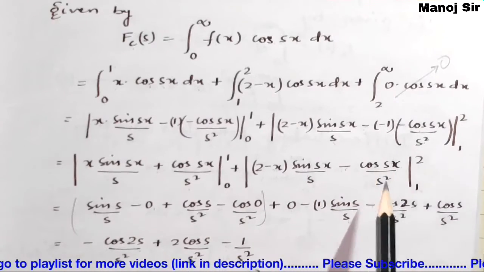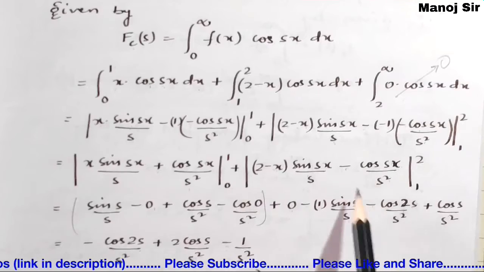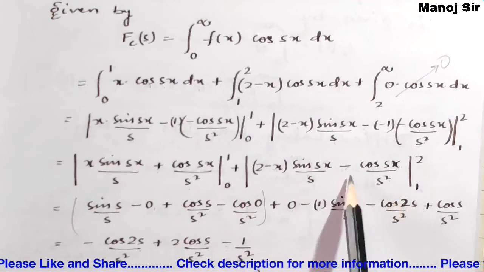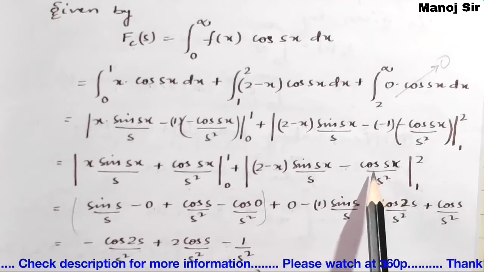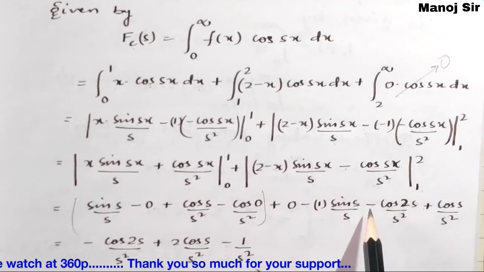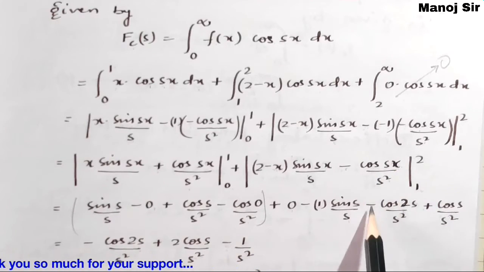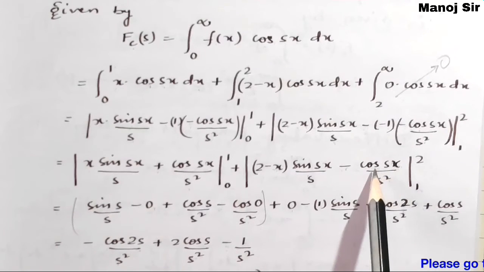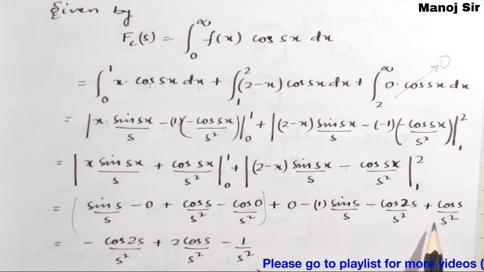Now coming to the second term. Upper limit negative, lower limit is positive. If you put the upper limit, then it is sine of 2s, sine of 2s upon s square, with negative sign, and since the upper limit is negative, the lower limit will be positive. Simply put the lower limit here, this will become cos s upon s square.